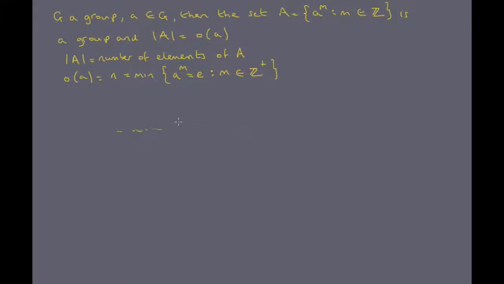So I'm going to draw our group, and I'm going to claim that the group A is exactly these elements: all the powers of a from 0 to a to the power of n minus 1. I'll just write it down. Claim.